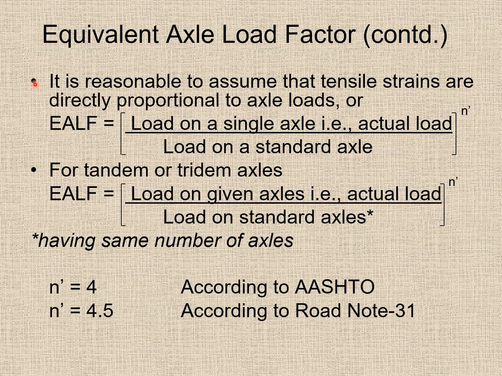It is reasonable to assume that tensile strains are directly proportional to axial loads, so we can develop this formula: the equivalent axial load factor is equal to the load on a single axle, that is the actual load, divided by the load on a standard axle, raised to the power n dash. For tandem or tridem axles, the equivalent axle load factor is equal to the load on the given axle, that is the actual load, divided by the load on the standard axle.